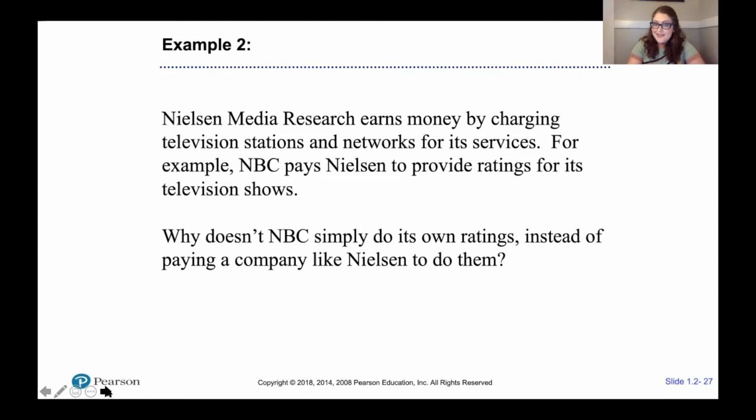Why doesn't NBC simply do its own ratings instead of paying a company like Nielsen to do them? Well, NBC wants to have high ratings, right? The higher their ratings, the more they can charge for commercial space. And that's not fair. That introduces bias. So NBC can't do their own ratings. They would have to pay another company in order for people, like investors, to trust their ratings.